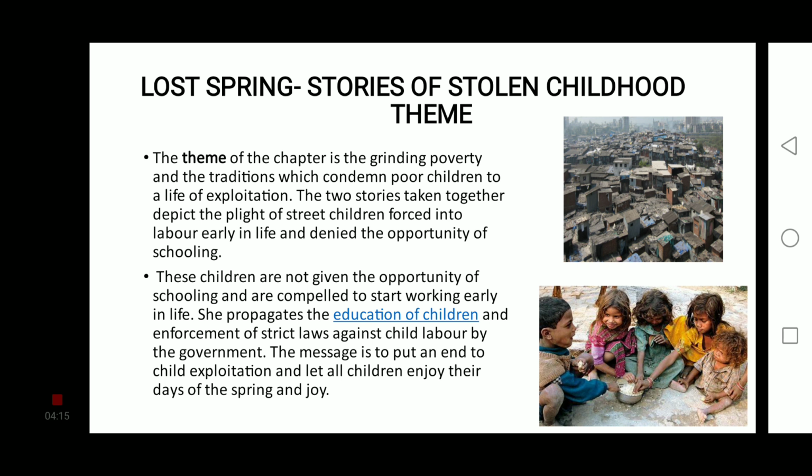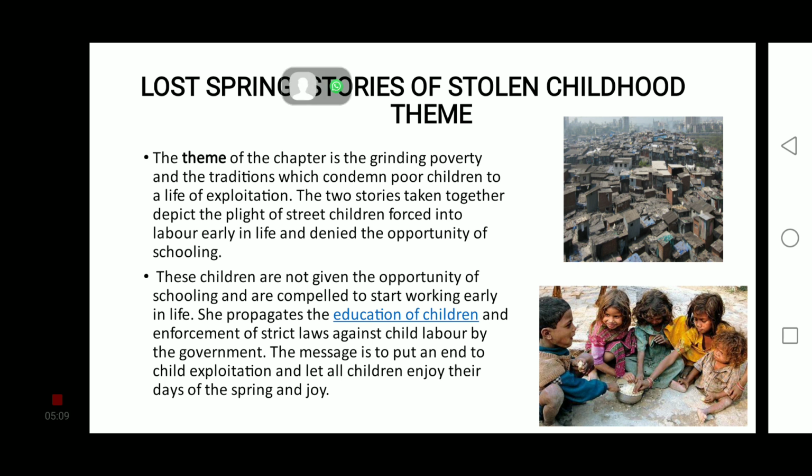So, Lost Spring tells stories of stolen childhood. First, it is very important for us to know the theme. The theme of the chapter is the grinding poverty and the traditions which condemn poor children to a life of exploitation. We often see that due to poverty and tradition, the children are exploited. They are denied school, they are not given any freedom, they are not free to move, they are forced to work. This chapter has two stories. Today I will be talking about the first story. The two stories taken together depict the plight of street children forced into labor early in life and denied the opportunity of schooling.